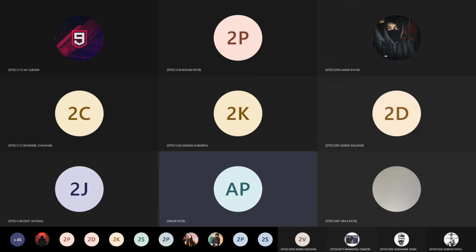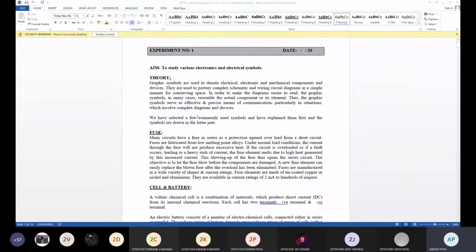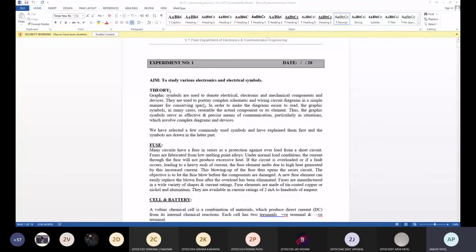Okay, so this is your experiment number one, to study various electronics and electrical symbols. Okay, so it is a study experiment.